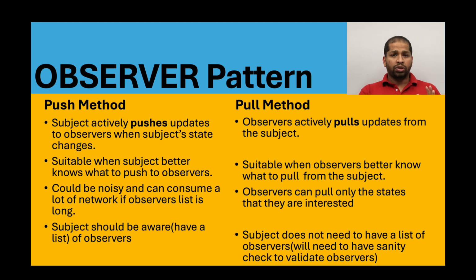And then in the push method, the subject needs to maintain the list of observers on its side, whereas in the pull method, the subject does not need to maintain that list of observers. So in order to make sure that only the allowed observers are pulling data from the subject, we need to have some sanity check. Let's see how we can implement this in JavaScript code.